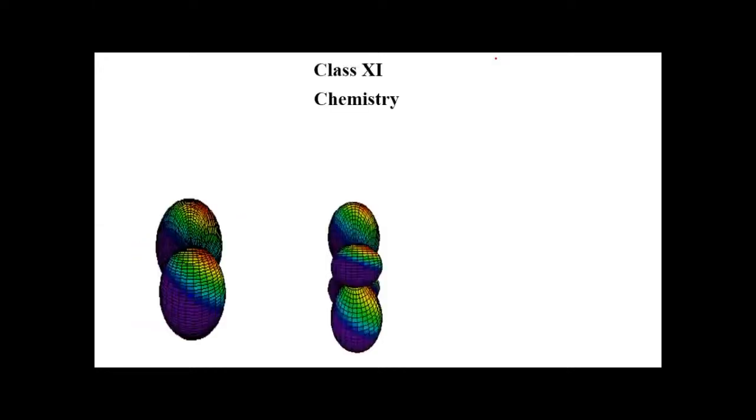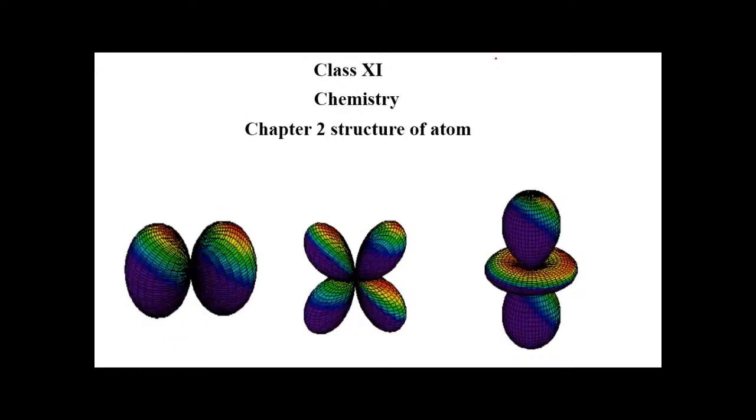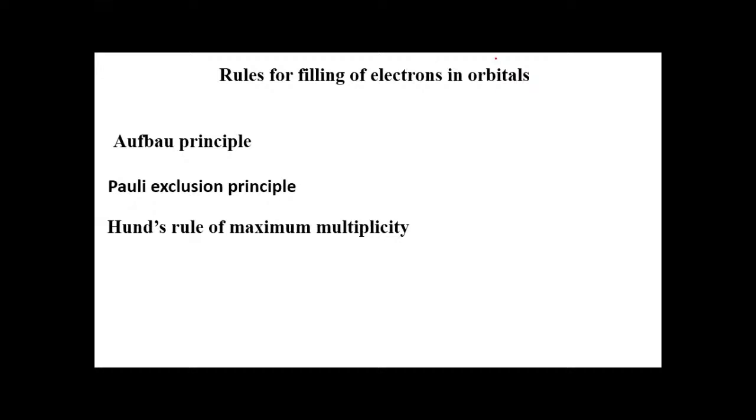Hello everyone. Class 11th, Chemistry, Chapter 2, Structure of Atom. Our today's topic is rules for filling of electrons in orbitals. For filling of electrons in an orbital, we follow the following rules. They are Aufbau principle, Pauli exclusion principle, and Hund's rule of maximum multiplicity.